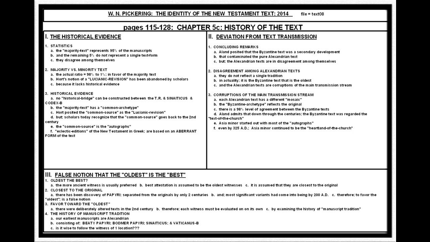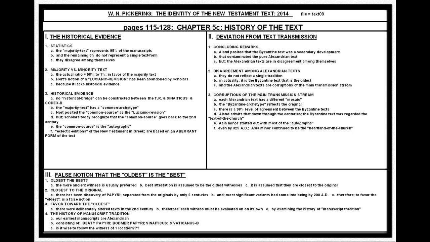There is a 98% level of agreement between Byzantine texts. And Aland of the United Bible Society admits that down through the centuries, the Byzantine text was regarded as the text of the church. Asia Minor started out with most of the autographs. Even by 325 AD, Asia Minor continued to be the heartland of the church.